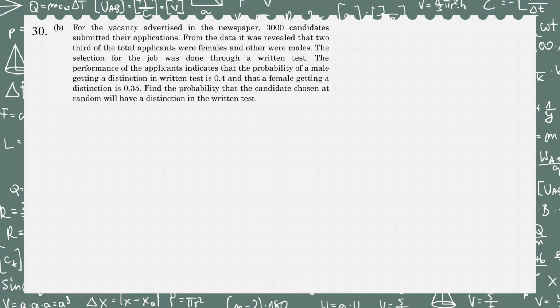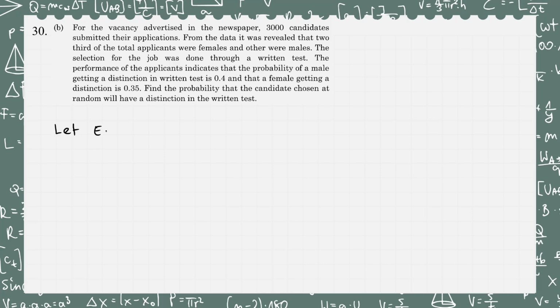So the candidate chosen has two options, right? Suppose I choose a person, there are two options, whether it is a male or a female. So if it is a male, what is the probability of getting a distinction? If female, then what is the probability of getting a distinction? So this sum is based on the total probability theorem. So we need to define the events accordingly and then continue with the calculation. So let us define the events here.